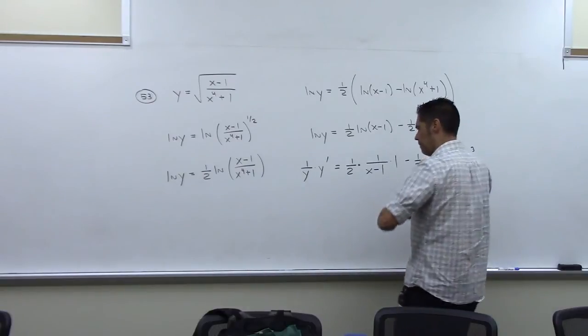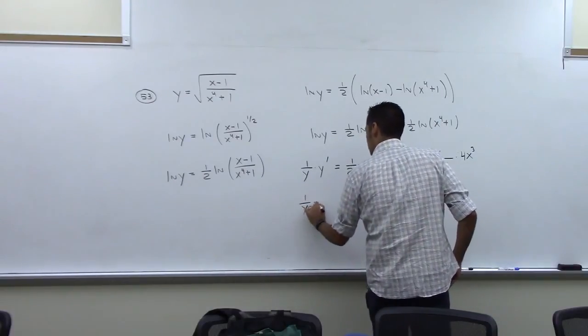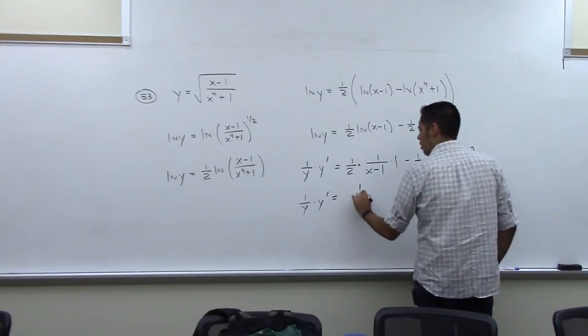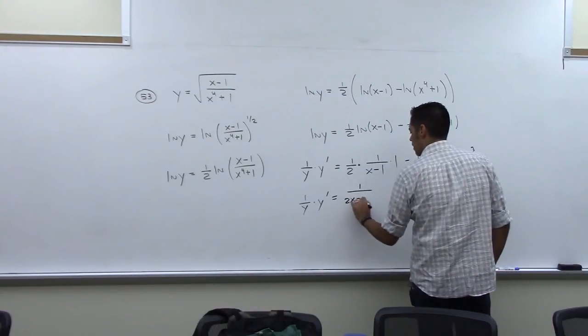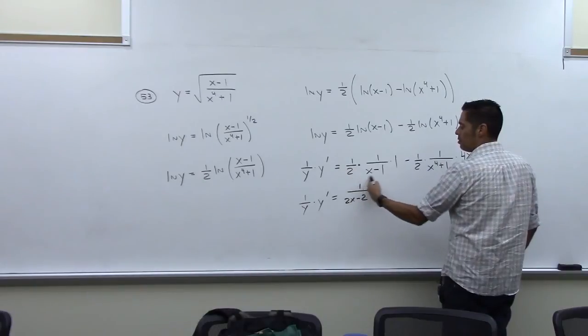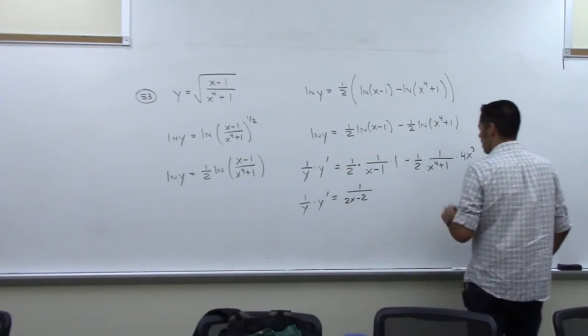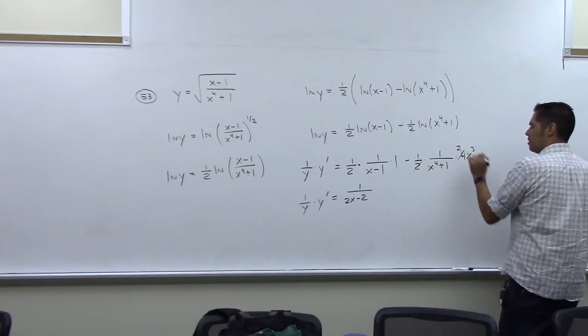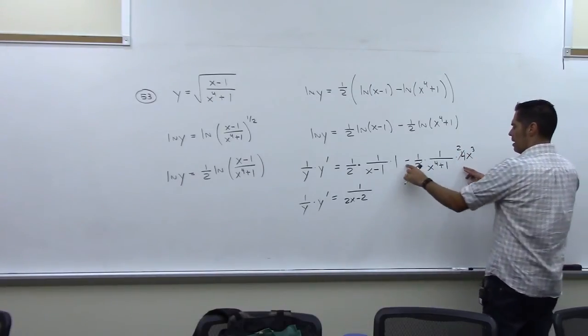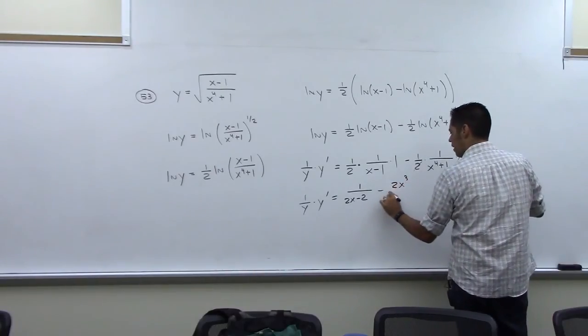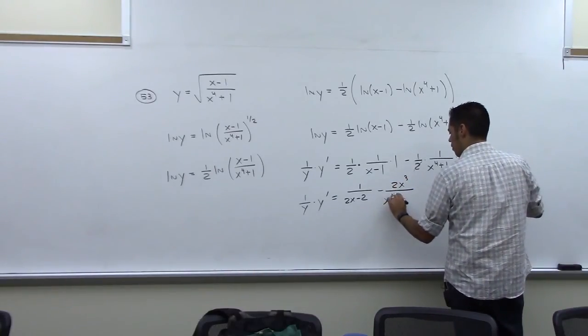So I have 1 over y times y prime equals, check this out, 1 over 2x minus 2. So I actually just multiplied the 2 through the bottom here. I have 1, 1, 1 on top, so that's it. Here, notice this 2 and 4, that becomes a 2. I'll have a minus 2x cubed on top. On the bottom, x to the 4th plus 1.